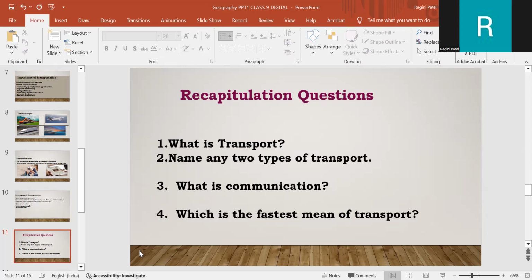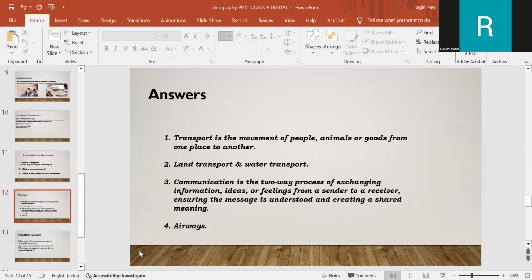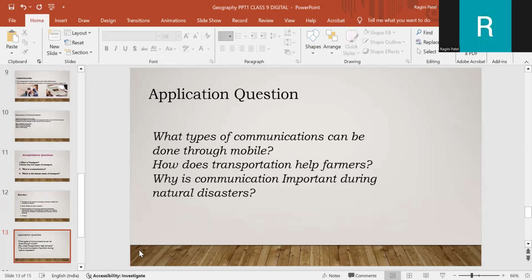Which is the fastest means of transport? Airway is the fastest means of transport, right? Okay. What type of communication can be done through mobile? Yes. How does transportation help farmers? Why is communication important during natural disasters? Think about this question and write down the answer, and next lecture I will check.